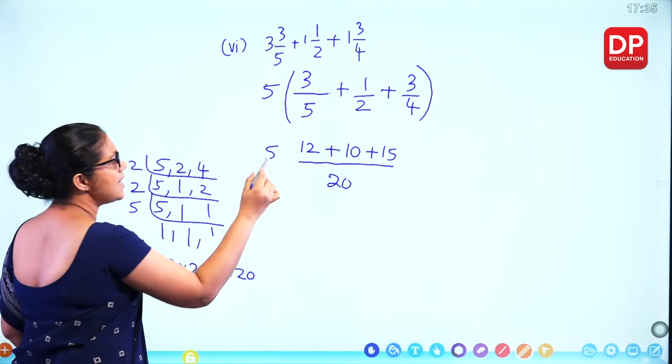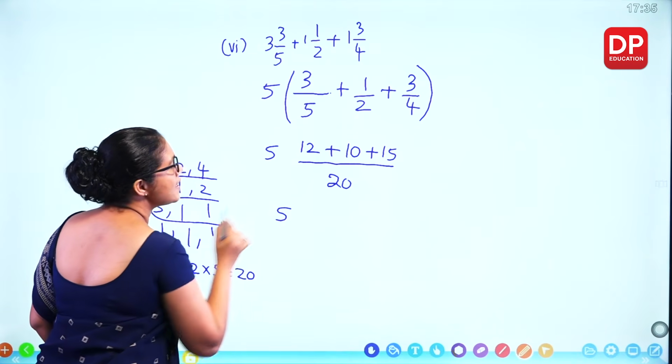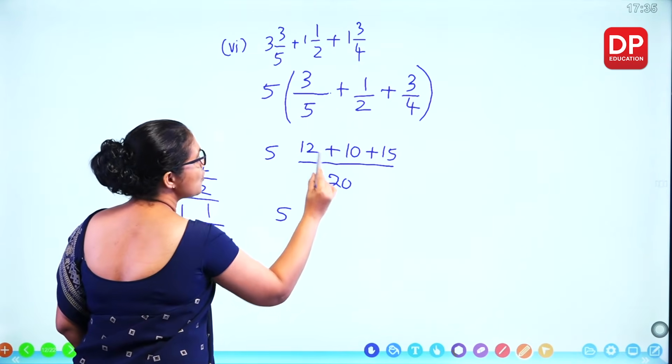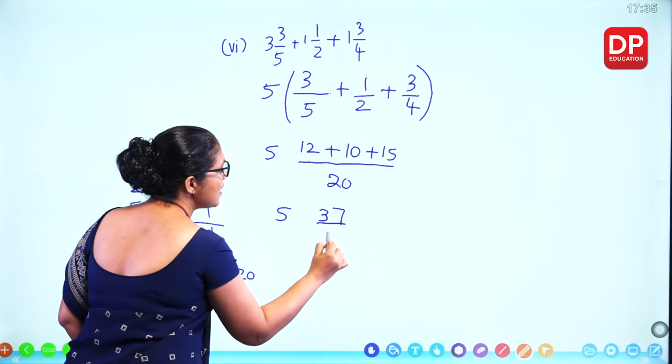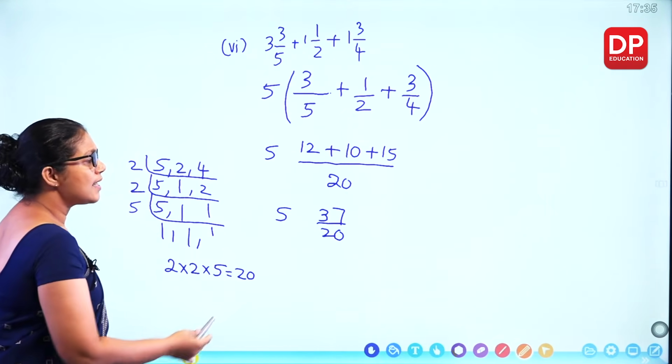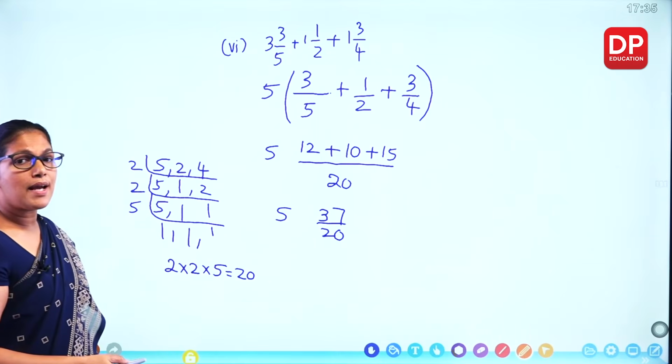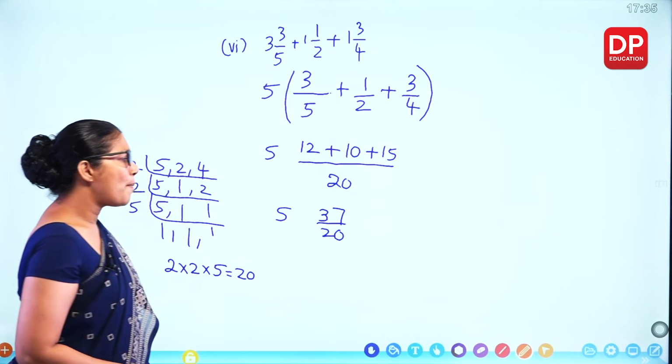Now we can add all these numerators together. 12 plus 10 plus 15, you get 37 out of 20. Here again, we can't keep the answer like this because this is an improper fraction.